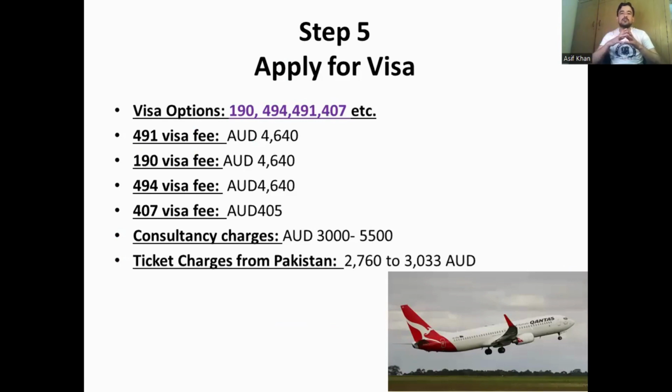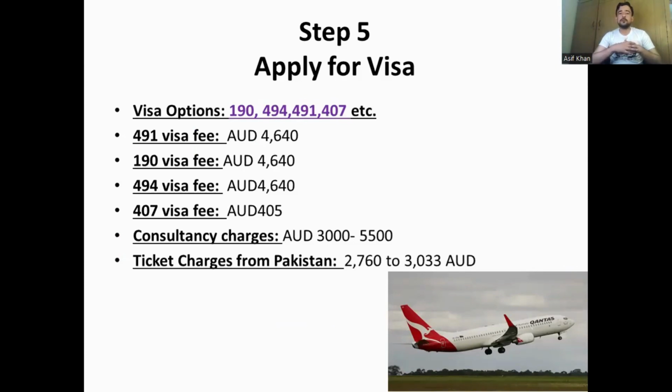So, visa options. We have different types of visa options like 190, 494, 491, and 407. The 190 is basically a permanent visa, and 494 is an employer sponsored visa. 407 is also an employer sponsored visa, and 491 is a 5 year regional visa.